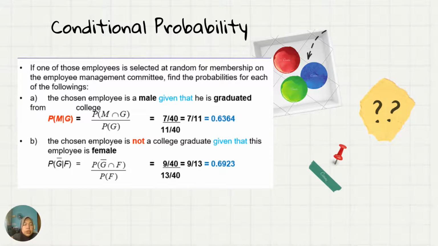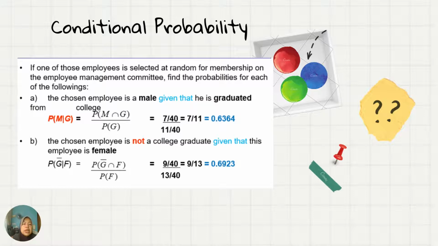Here they ask you to find the probabilities for each of the following. Is a male given that he is a graduate. So he is male, but on condition that he is a graduate. So you have to apply the formula given just now: probability of M intersection G divided by probability of graduate. The graduates are either female or male, right? We already know that male and graduate is 7/40.